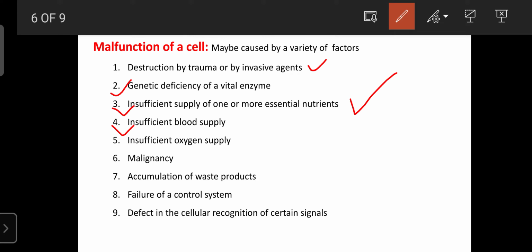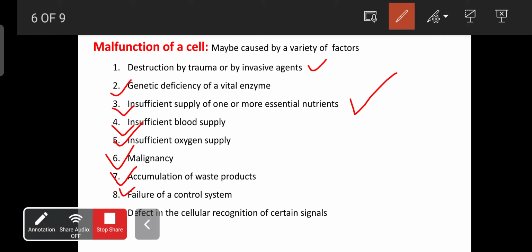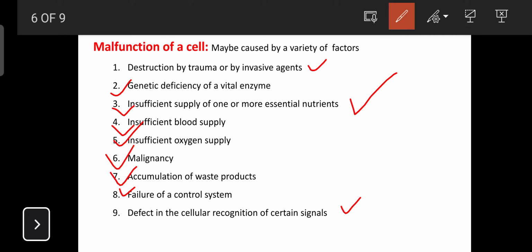Then insufficient blood supply and insufficient oxygen supply are also reasons for the malfunction of the cell. Then malignancy, accumulation of waste products, failure of the control system, and defects in the cellular recognition of certain signals. So these are the reasons that cause malfunctions of cells.